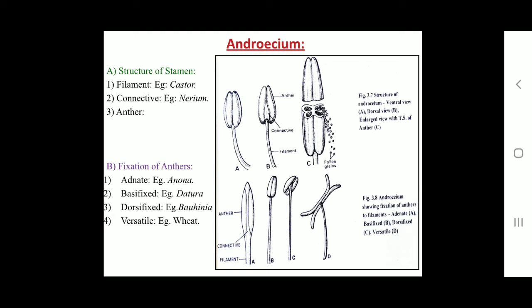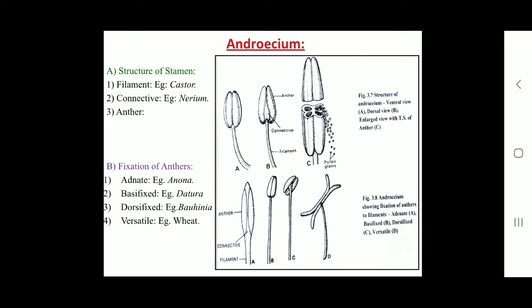Then the next point, that is variations of stamens. The stamens in a flower may be free, that is polyandrous, or united. They are united among themselves or with other parts of the flower. The union of similar parts is called cohesion, and the union of one whorl with another is known as adhesion. So first we see the cohesion of stamens, that is union of stamens with each other in different degrees. It is of three types, that is adelphy, syngenesy, and synandry. So first we see adelphy.